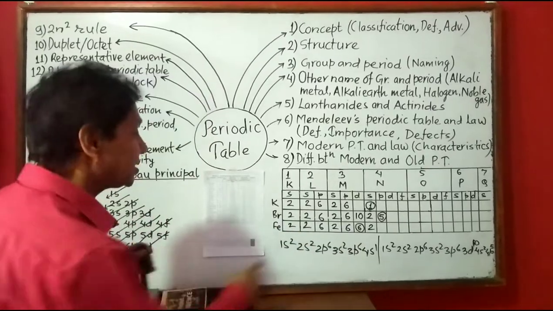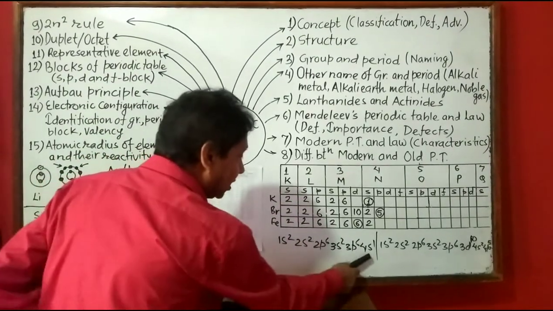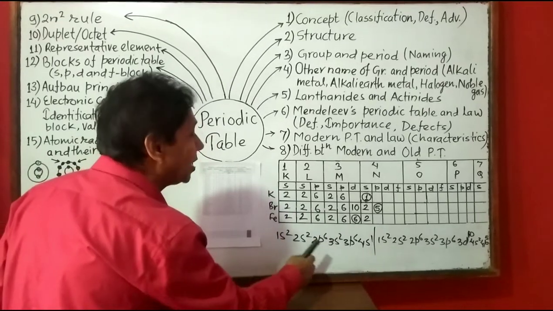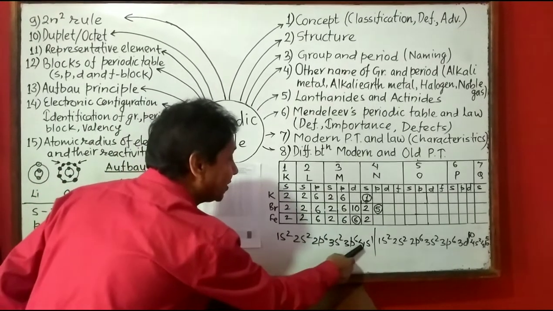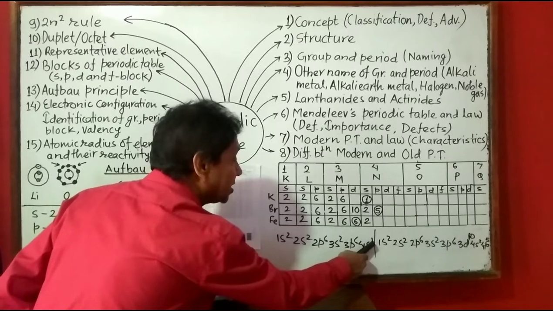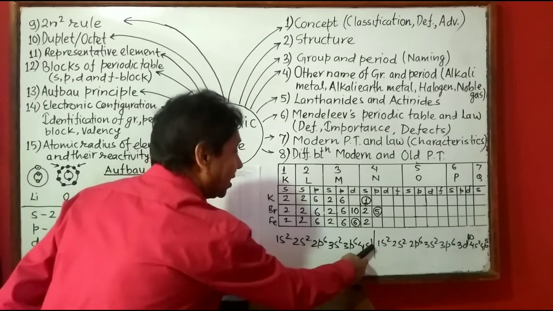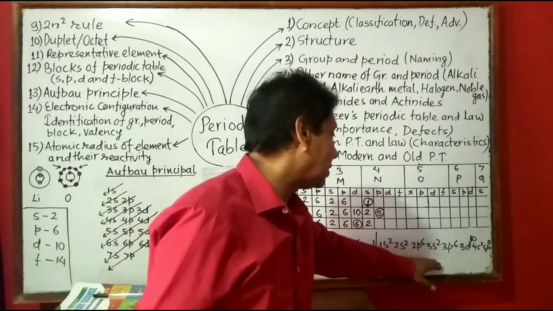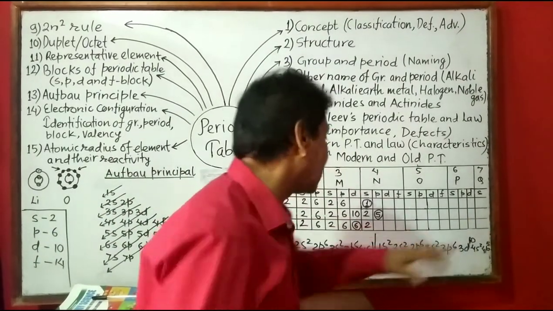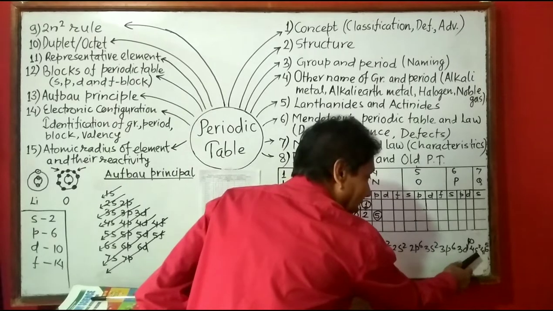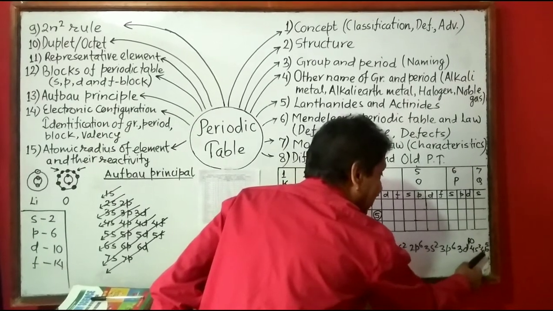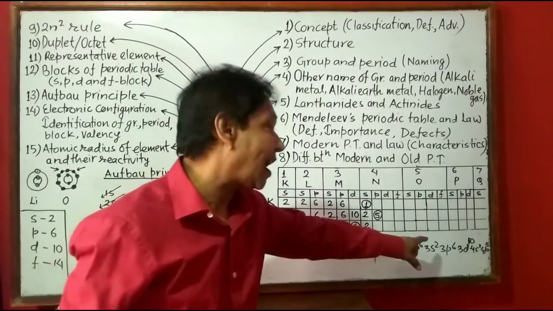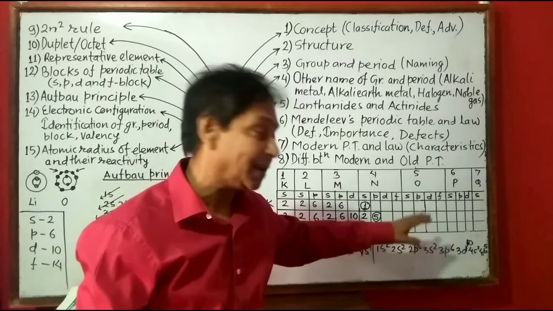Look at this. In this case, if the electronic configuration is given according to subcell, you have to find out the outermost cell. Which one is the outermost cell? Fourth cell. And how many electrons does it contain? 1. It means it belongs to group 1A. In the same way, if this is given and you are told to find out the group, which one is the outermost cell? The 4th cell. There are 2 plus 5, 7 electrons in the outermost cell. That's why this element belongs to group 7A.